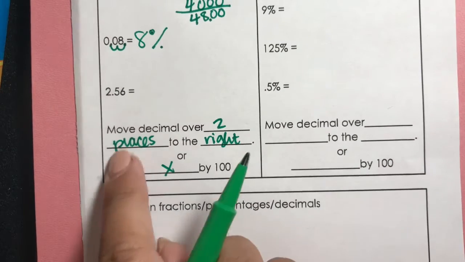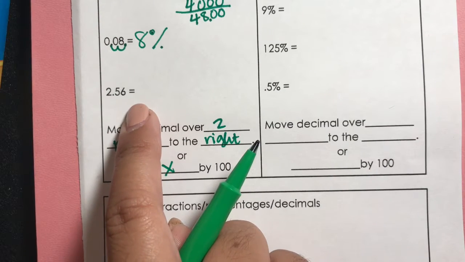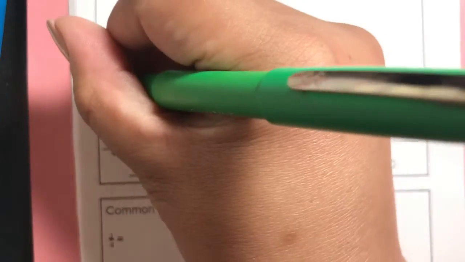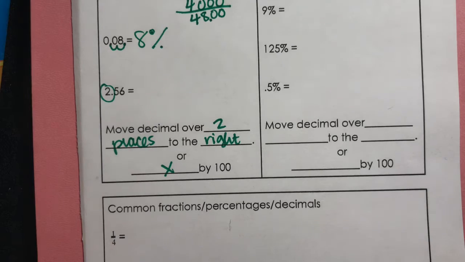Alright, so now I have 2 and 56 hundredths. Okay, so you see here, there is a whole number. So you already know that this percentage is going to be over 100%. And since there's a 2 there, it's going to be over 200%. So I want to see if you can do this on your own. Pause this video and try doing this on your own, then unpause the video to check your answer.